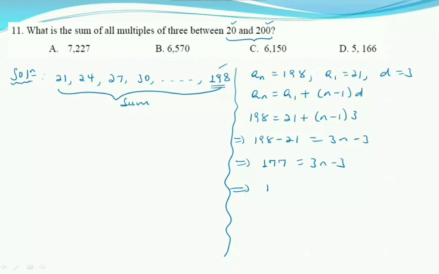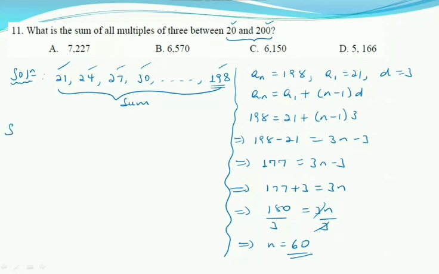This implies 177 plus 3 is equal to 3n. Now 180 is equal to 3n. Dividing both sides by 3, the value of n becomes 180 by 3, which is 60. This 60 tells us there are 60 numbers which are multiples of 3. So we are going to sum all these multiples of 3.